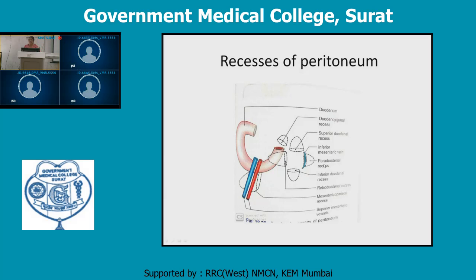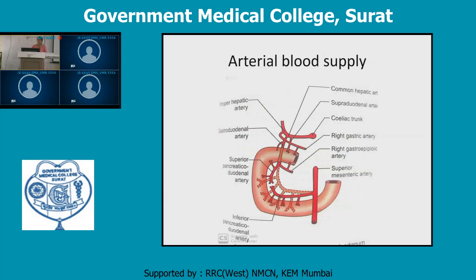Now see the arterial supply of the duodenum. We have already seen that it develops from foregut and midgut both. So the blood supply will be artery of foregut and artery of midgut. You know the artery of foregut is celiac trunk and artery of midgut is superior mesenteric artery. So both of them will supply the respective part of the duodenum. From celiac trunk, there is the gastroduodenal artery, and then there is superior pancreatico-duodenal artery and right gastroepiploic.